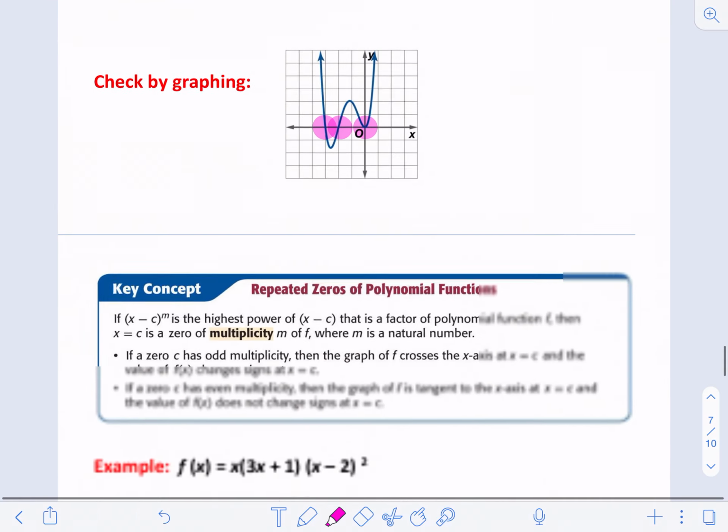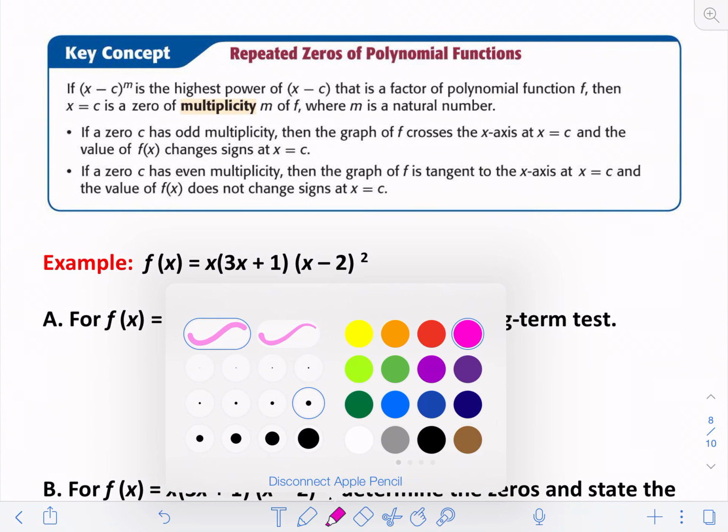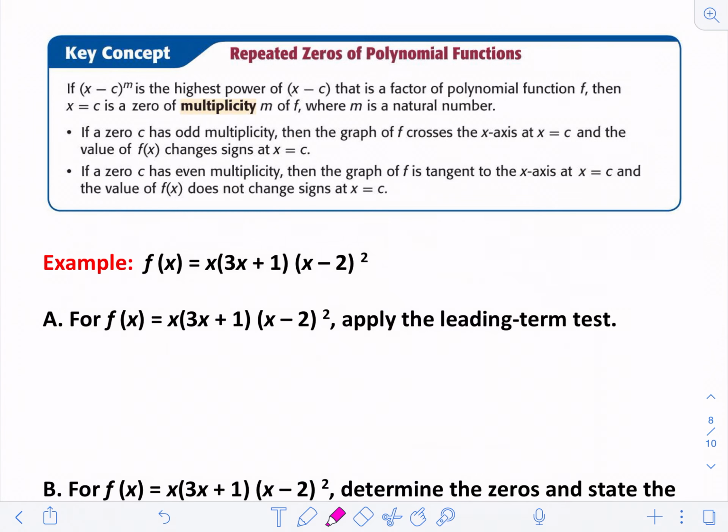We're going to be talking about the repeated zeros of a polynomial function. Here's the rule. Whenever you have repeated zeros, if the multiplicity is odd, then it's going to cross the x-axis at that particular point. But if it has an even multiplicity, like we just saw in that last example with a multiplicity of 2, then we say it's tangent to the x-axis, meaning it just touches that axis and comes right back up. That's going to happen when we have a zero with an even multiplicity: 2, 4, 6, one of those values as well.